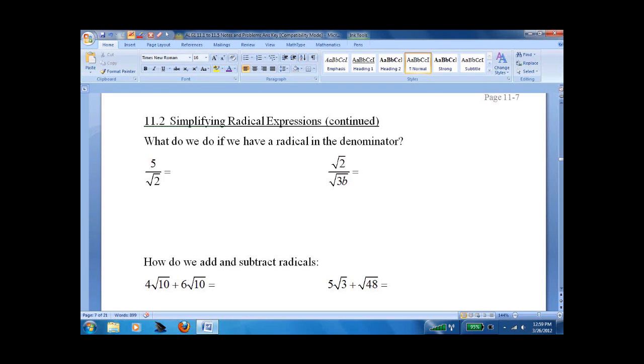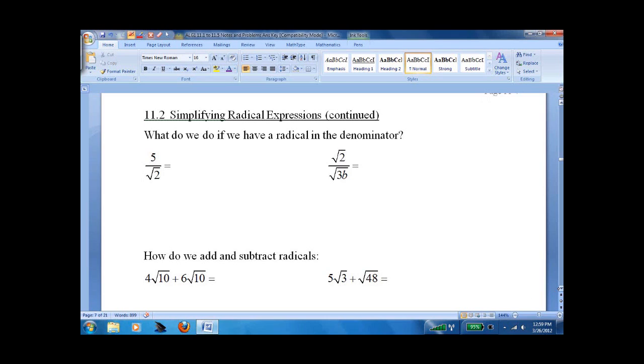Lesson 11.2, simplifying radical expressions. This is continued. I thought that there was way too much for one lesson to try and keep it all straight. Now, you look at this, and you might say, what's the big deal? It's already reduced. You can't get any of the perfect squares.